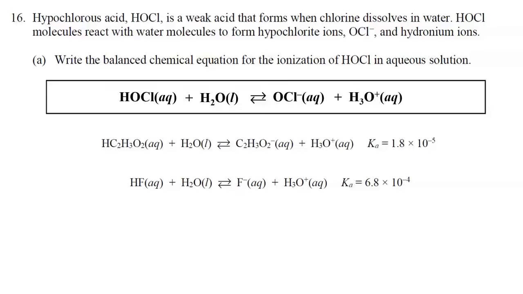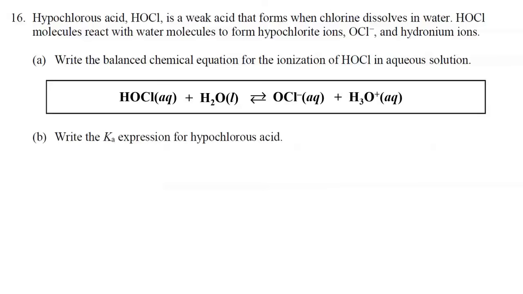All right, now let's take a look at part B of this question. Part B says to write the Ka expression for hypochlorous acid. Remember that the Ka expression will be products over reactants. So the Ka will be the concentration of OCl- times the concentration of the hydronium ion, divided by the concentration of HOCl. We do not include water because pure liquids and solids are not included in the equilibrium constant expression. So that is the answer to part B, the Ka expression for hypochlorous acid.